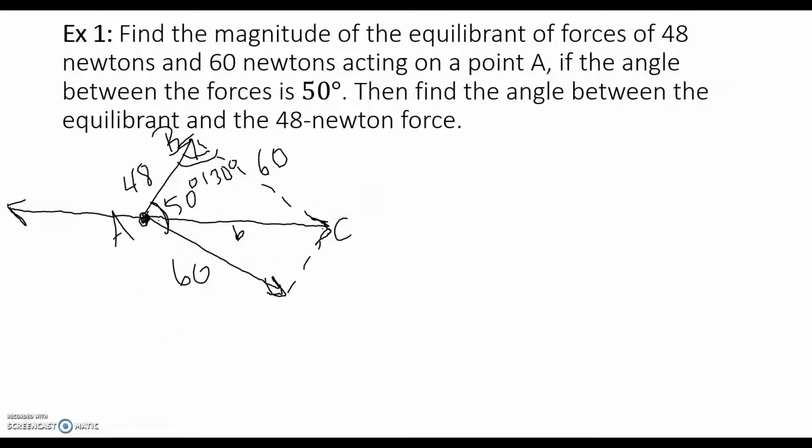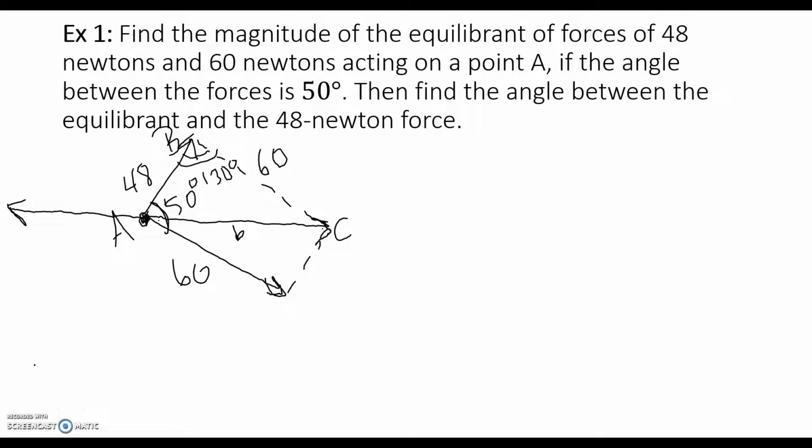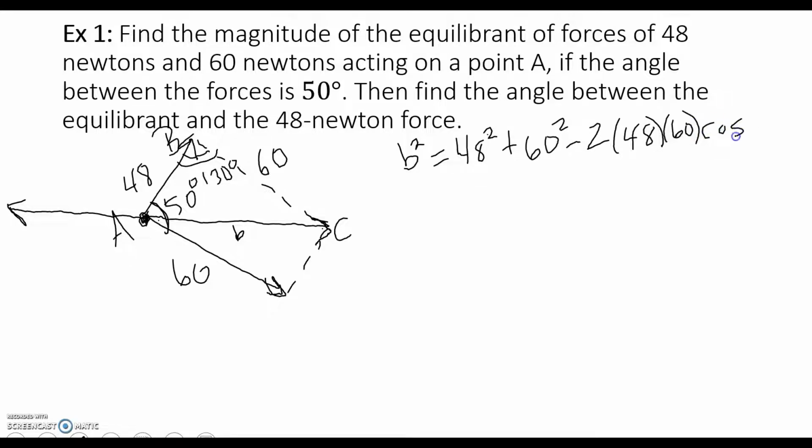When we know a side, angle, and a side, we can use, if y'all remember, the law of cosines. With the law of cosines, we can find the other side, which is little b. Remember, b squared is equal to the other side squared plus the other side squared. So the two sides that we know, we square those, and then we subtract 2 times those sides, 48 and 60, times the cosine of the angle between them, so times the cosine of 130 degrees.